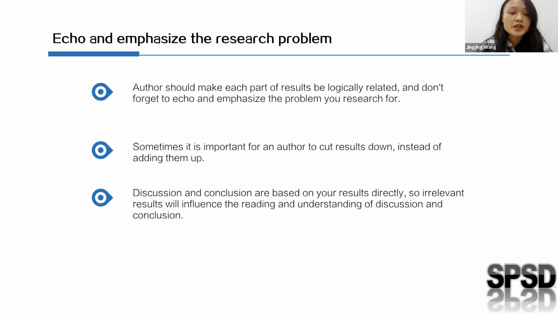In the process of research, many results will be produced. Sometimes it is important for an author to cut them down rather than adding them up, because the latter parts, discussion and conclusion, should be built on your results. So an irrelevant result will influence the reading and understanding of your paper. So when you arrange the structure of the results section, do remember to make each part logically related and just cut off the irrelevant results.